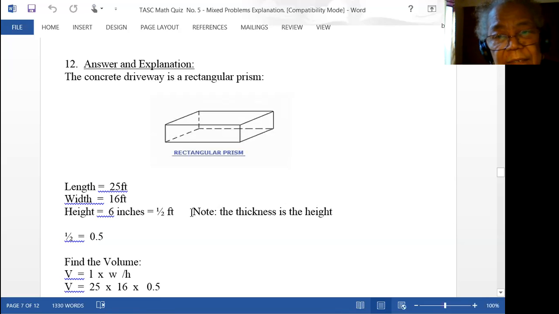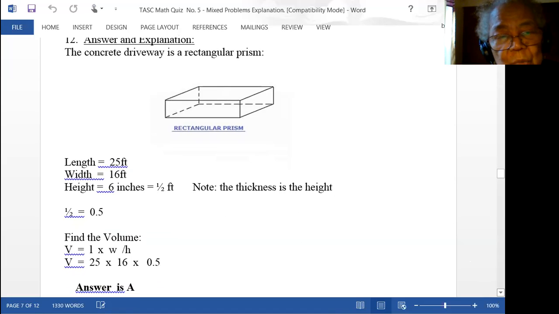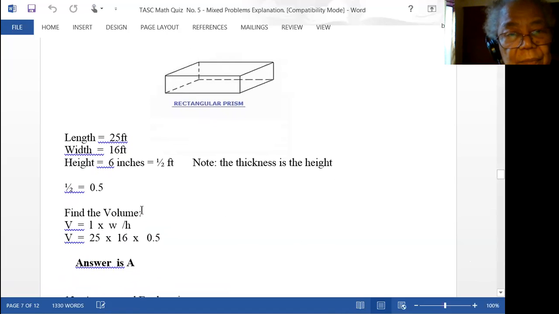So to find the volume, for a rectangular prism it is length times width times height. The length is 25, the width is 16, and the height is 0.5. So your answer is A.